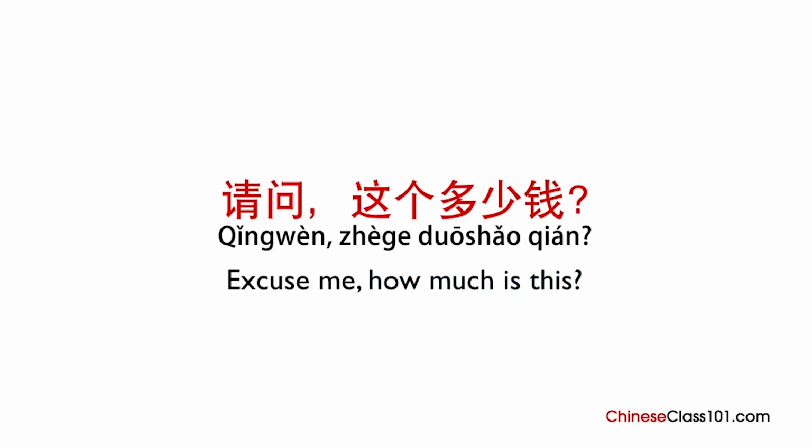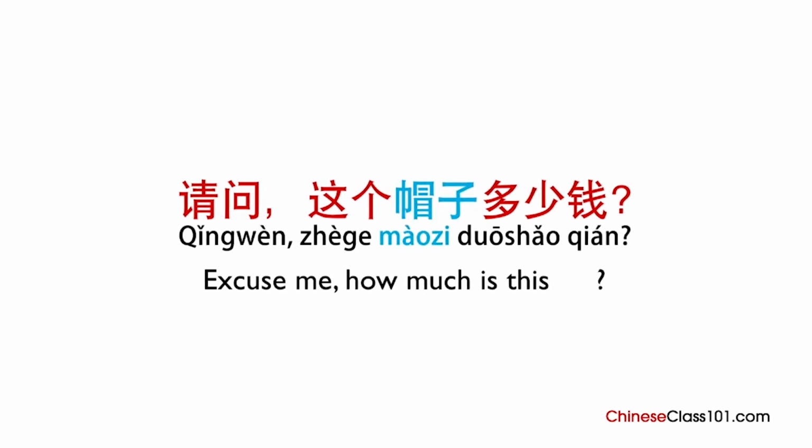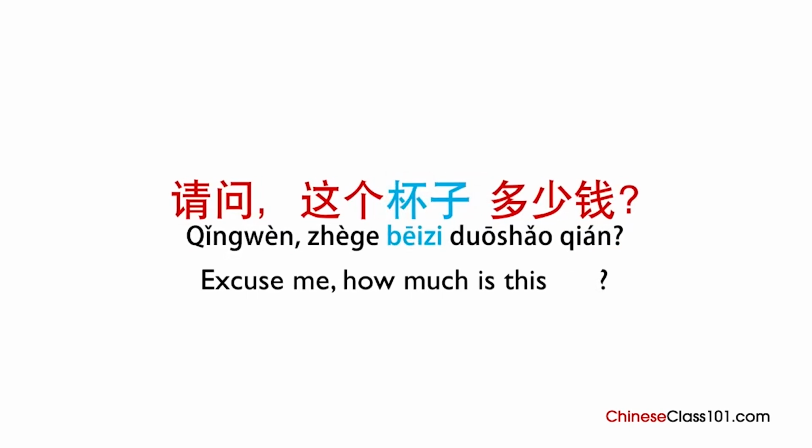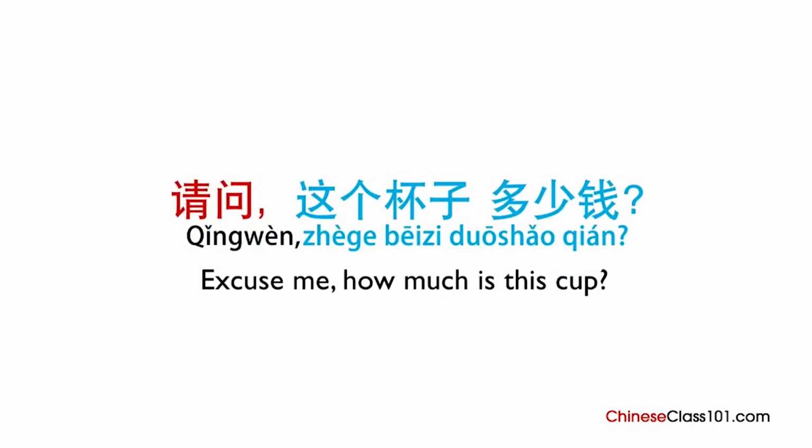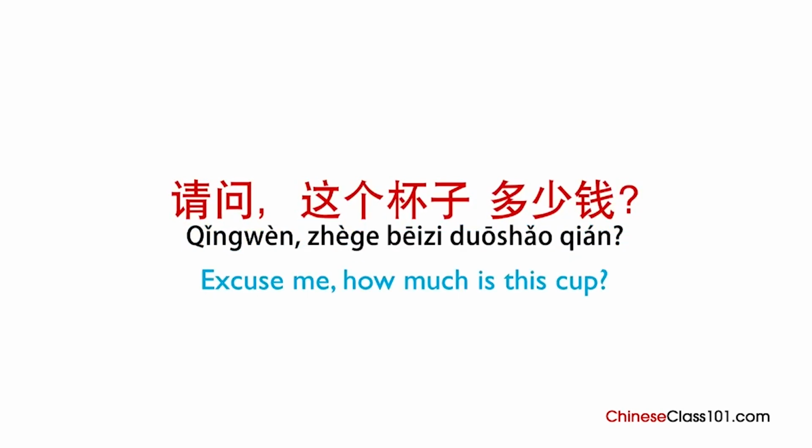If we want to be more specific when asking how much is this, or refer to a certain type of object, it's super easy. We just need to add the noun. For example, 帽子, a hat. 请问这个帽子多少钱？Excuse me, how much is this hat? Another example, 杯子, cup. 请问这个杯子多少钱？Excuse me, how much is this cup?